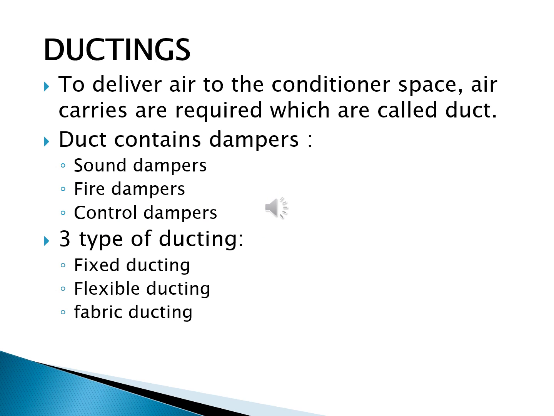Ducting is one of the components of mechanical ventilation system. The purpose of ducting is to deliver air to the air conditioned space. Air carriers are required which are called duct. Duct contains dampers, sound dampers, fire dampers, and control dampers. There are three types of ducting: fixed ducting, flexible ducting, and fabric ducting.